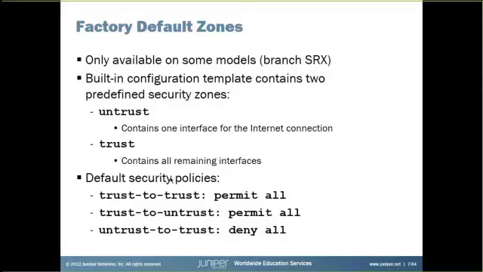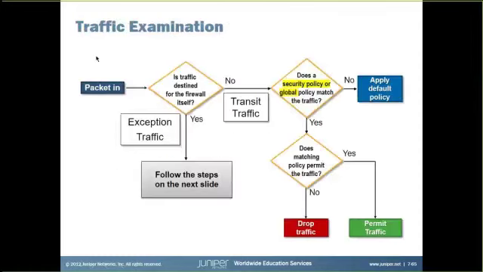Traffic coming into your box can be either exception traffic or transit traffic. I have had students in the past who don't really like the idea of calling these exception traffic, but that's the term that Juniper uses. Think of it as control traffic. Control traffic is traffic terminating into your security device. For that control traffic, we're going to get into the details in a little bit.